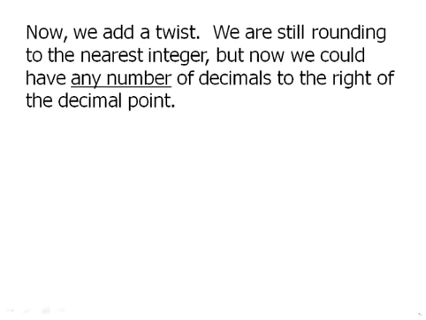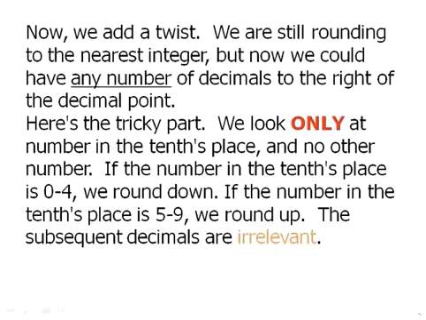Now we add a twist. We are still rounding to the nearest integer, but now we could have any number of decimals to the right of the decimal point. Here's the tricky part. We look only at the number in the tenths place and no other number. The number in the tenths place is 0 to 4, we round down. The number in the tenths place is 5 through 9, we round up. The subsequent decimals, anything beyond the tenths place, is absolutely irrelevant.